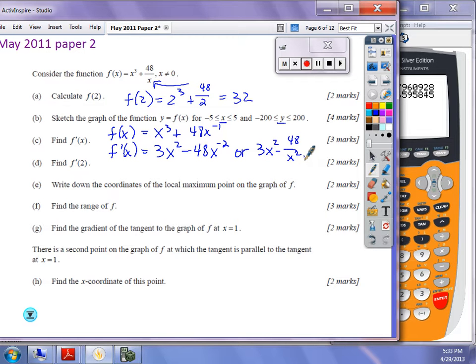And in part D, we are asked to evaluate the first derivative. So we're going to find what f prime of 2 is. So we've got 3, and you remember, this is a paper 2 question.